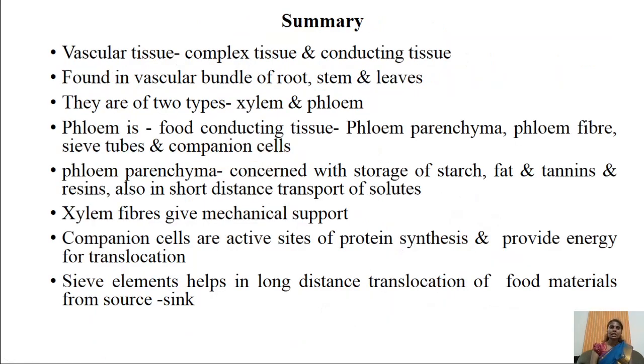Summary. In this session, we studied the vascular tissue, which is otherwise known as complex tissue, since it is made up of different types of cells performing a similar function. They are also referred to as conducting tissues because they aid in conduction of water and mineral nutrients. They are found in vascular bundles of roots, stem and leaves. The vascular tissues are of two types, xylem and phloem, where the phloem is a food conducting tissue.